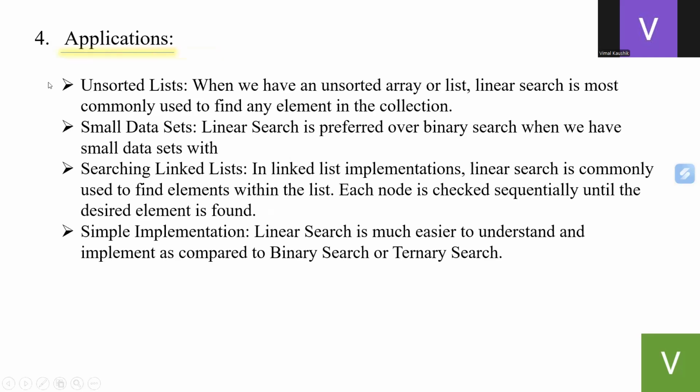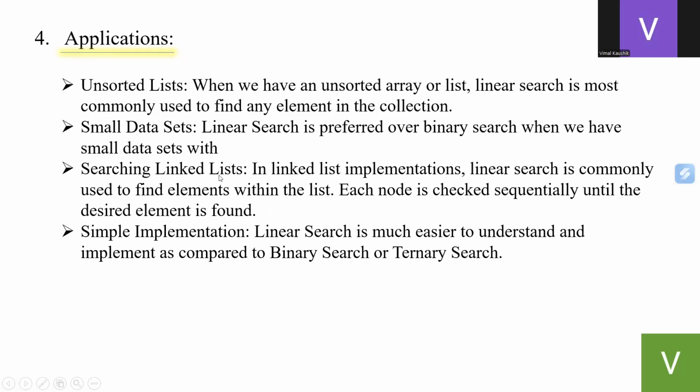Now let us see the applications of linear search. We use linear search in an unsorted list. So when we have an unsorted array or list, linear search is most commonly used to find any element in the collection. We use it for small data sets. In small data sets, we can search linearly whether the element is found or not. If we have large data sets, the time complexity increases.